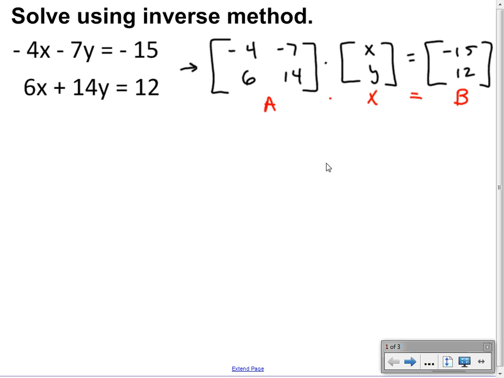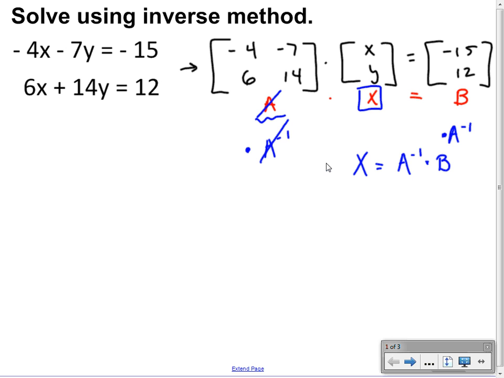Now, in order to solve for matrix X, which has our variables, we need to get rid of or cancel out matrix A from this side. If I multiply each side by the inverse of A, it's going to cancel out with the A here, and then we have to keep it balanced, so we multiply this side by the inverse matrix too. What we end up getting is matrix X equal to our inverse matrix times our constant matrix.